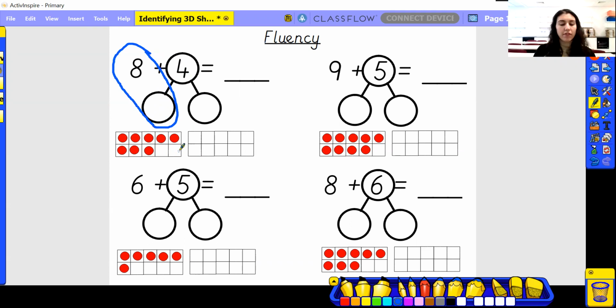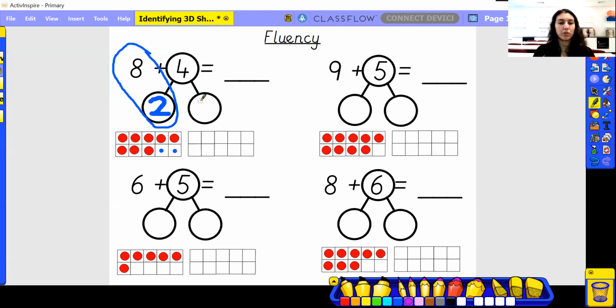So as you can see from my tens frame, I have got 2 squares missing to make my whole 10. So that means I need to add 2 more. There we go, I've got 2 more, and that will make my whole 10. So I'm going to write that here, 2. But I didn't want to just add 2. I wanted to add 4.